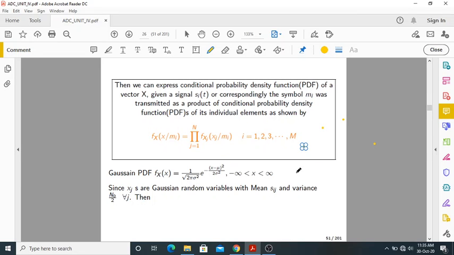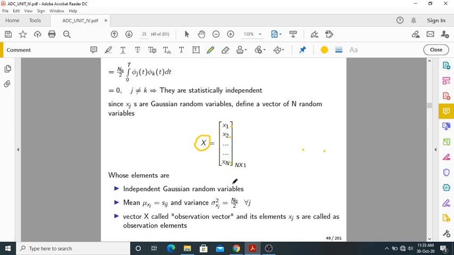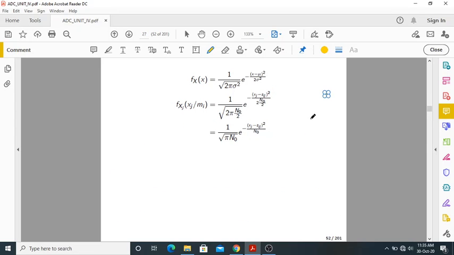Now, you already know the elements have some mean and variances, so from that we can also find out the conditional PDF of those n elements. What are those elements? x1, x2, so on, xn. Now this is the conditional PDF of xj, the jth element of the vector capital X, given Mi. Generally this is the formula. This is the generalized PDF of the Gaussian process: 1 by root 2 pi sigma square, e power minus of x minus mean whole square by 2 sigma square.